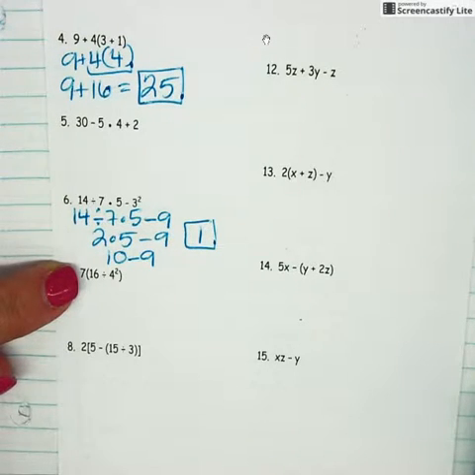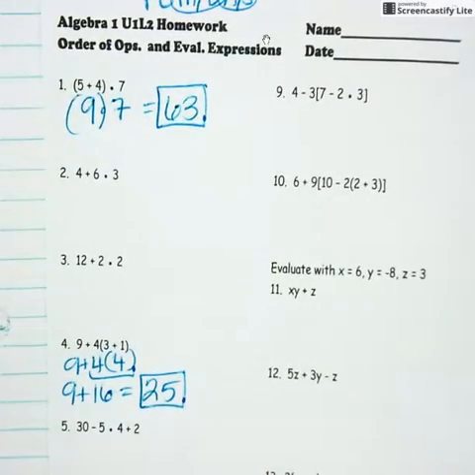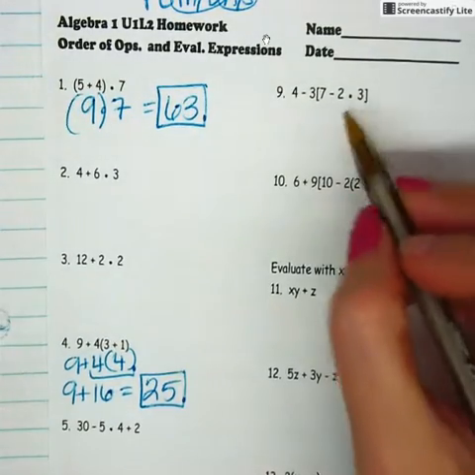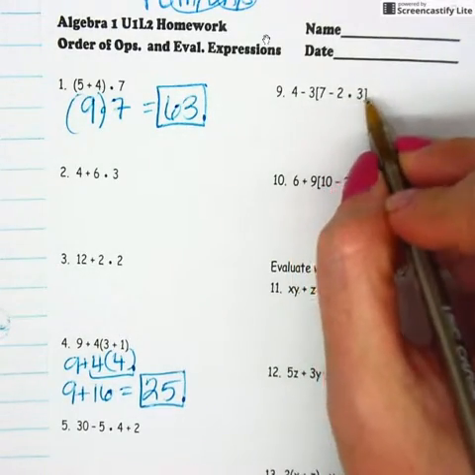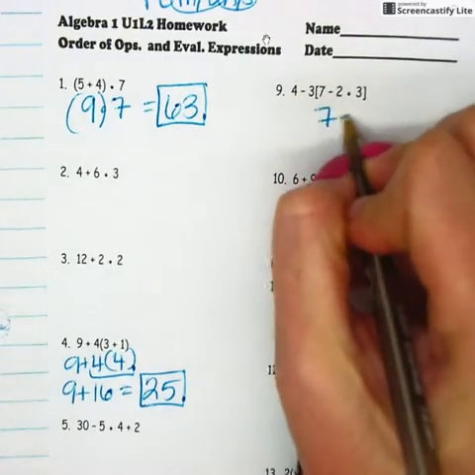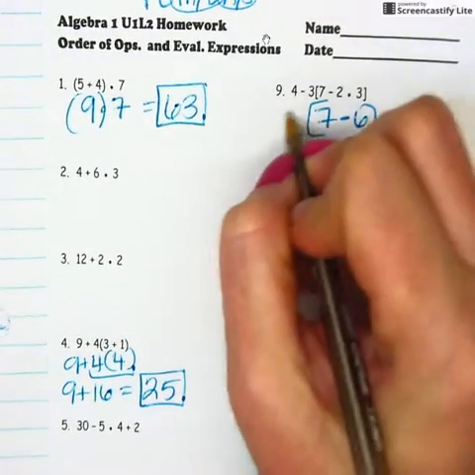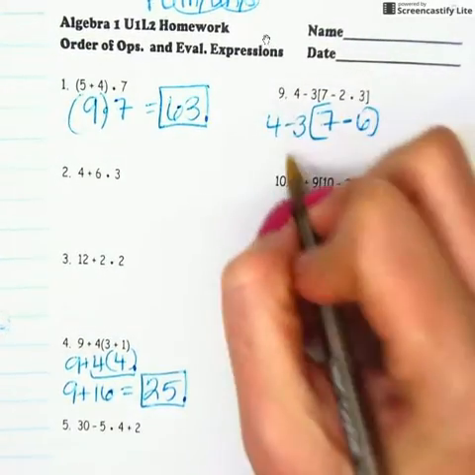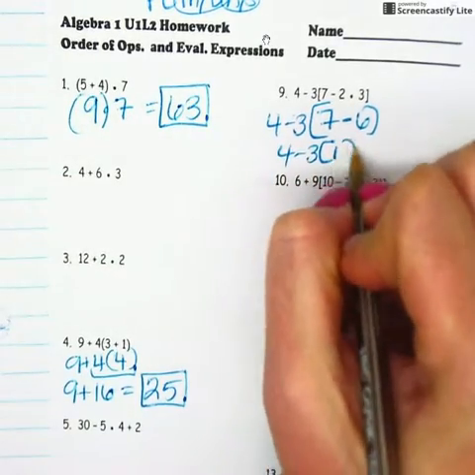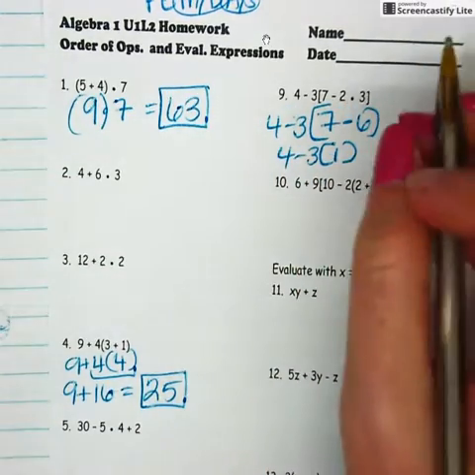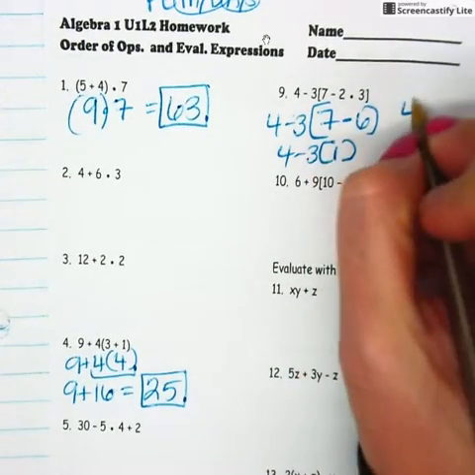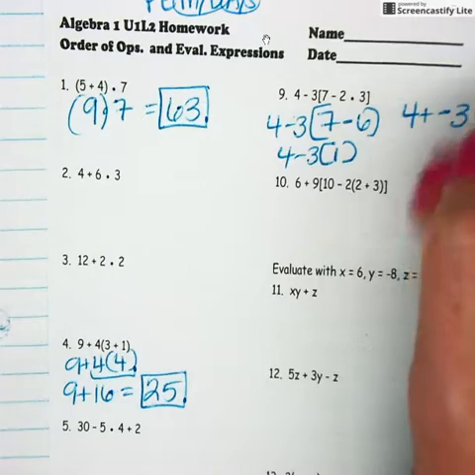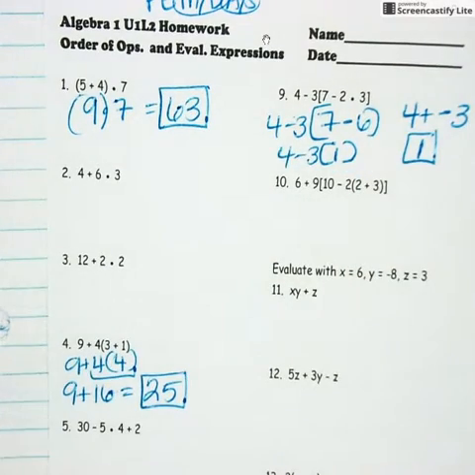All right, I'm going to skip over here to problem number 9. So I'm going to start with, inside the brackets, remember these super parentheses over here. Inside the brackets, I'm going to start with 2 times 3. So that's going to be 7 minus 6. 7 minus 6 is going to give me 1. Now, keeping with order of operations, I'm going to do -3 times 1. So that's -3, and 4 minus 3 is 1.